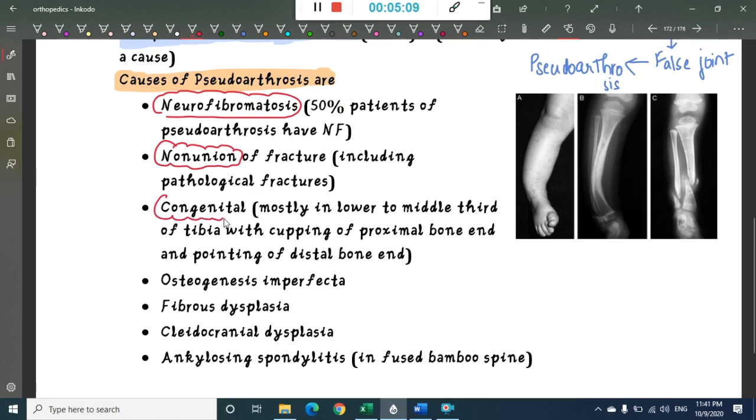Sometimes it can be congenital. Congenital pseudoarthrosis is most common in the lower to middle third of the tibia, and there is cupping of the proximal bone and pointing of the distal bone. This is the pseudoarthrosis which you are seeing here.